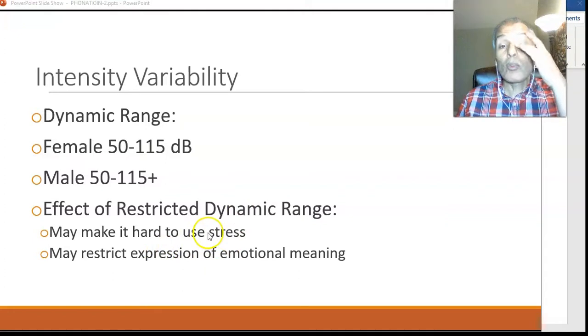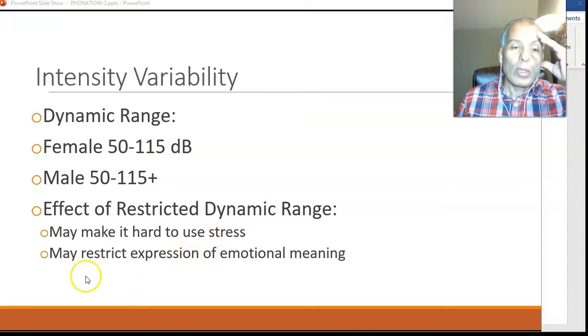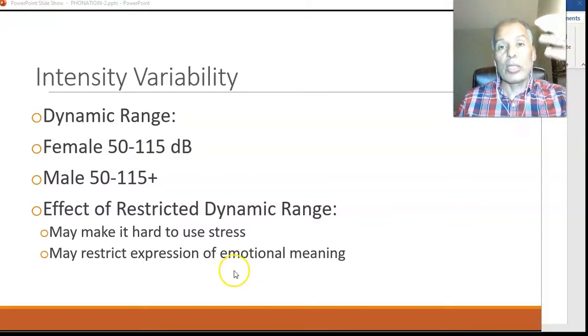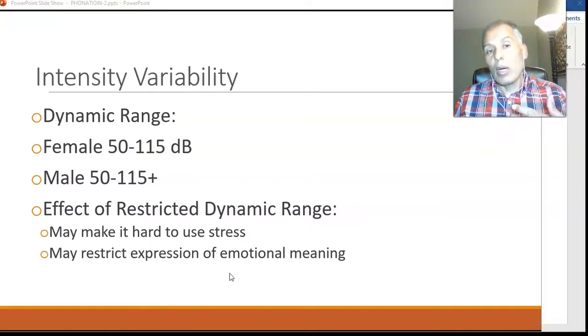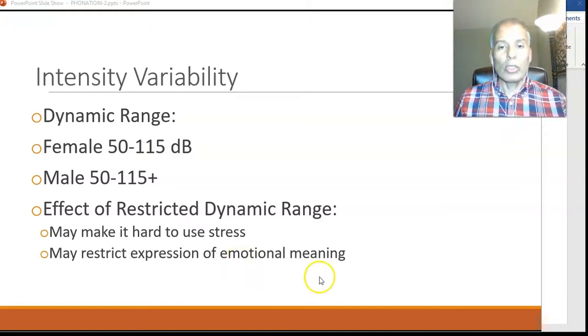It will make it hard for someone to stress certain syllables. It also will make it difficult for the person to express their emotions, because your emotions are produced in the way of raising your pitch and raising your volume. If you cannot do one or the other, that is going to decrease your ability to express your emotions.